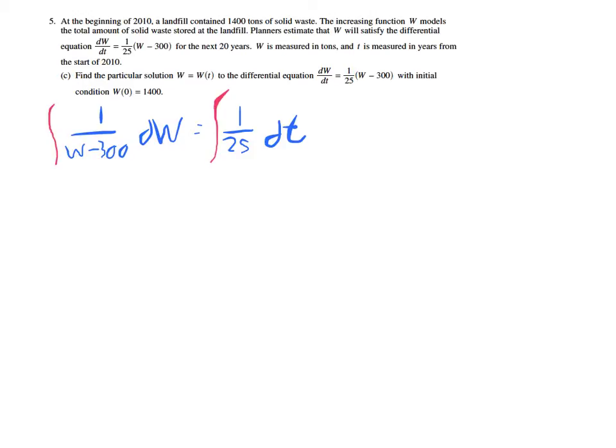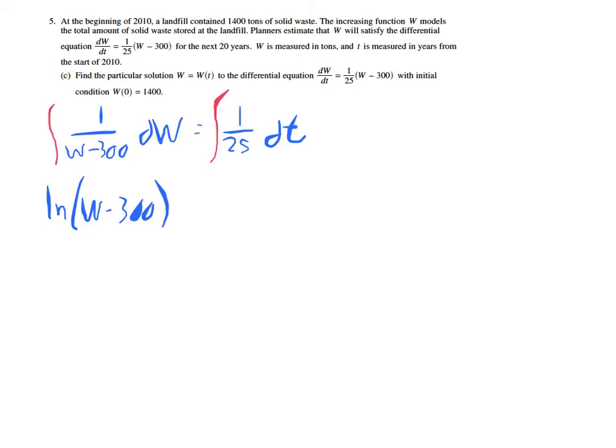And the antiderivative of W minus 300 is, of course, the natural log of W minus 300. Two things to say about that. One is often we want absolute value inside of our natural log, but just like we went over in the last one, we know that this difference is always going to be positive, so the absolute value does not really apply here.